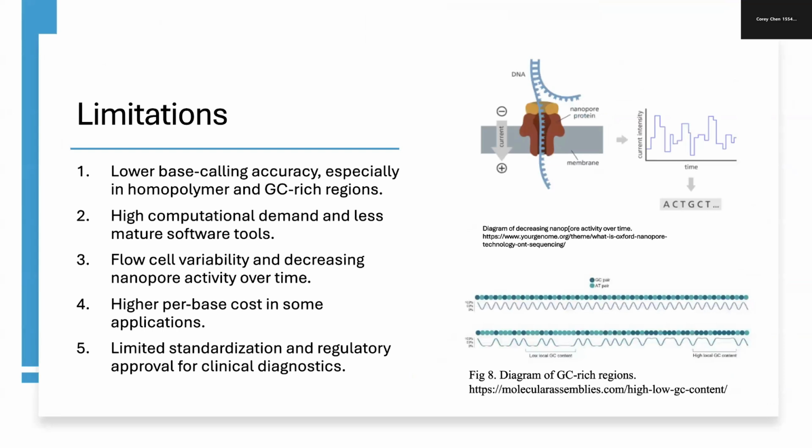Although Oxford Nanopore technology is a revolutionary long-read sequencing technology, it still has some limitations. These include the lower raw read accuracy compared to short-read platforms, high computational demand, and the variability in flow cell performance. It also requires high-quality DNA or RNA, which can be a challenge with degraded or clinical samples.